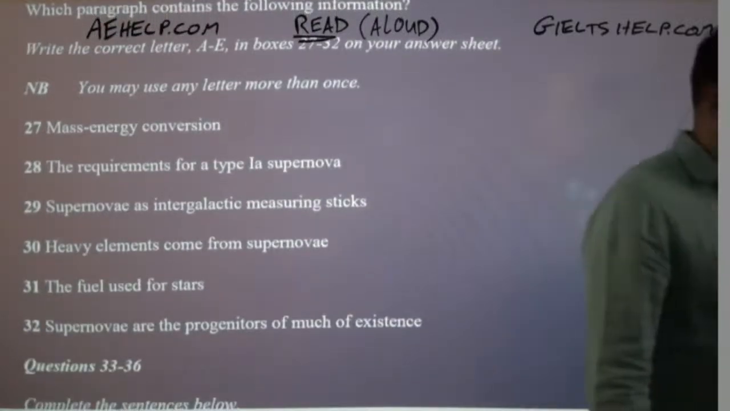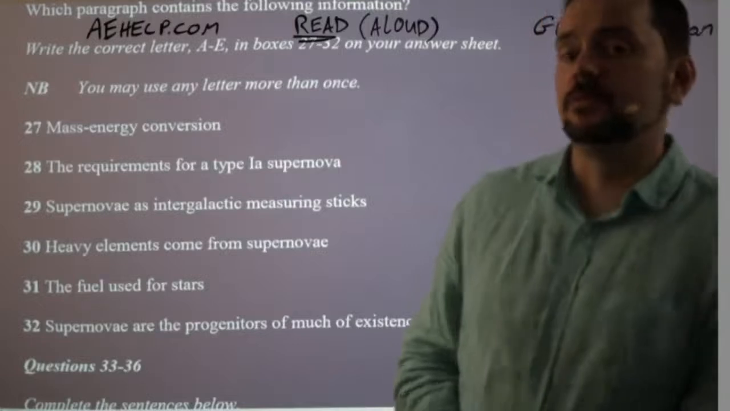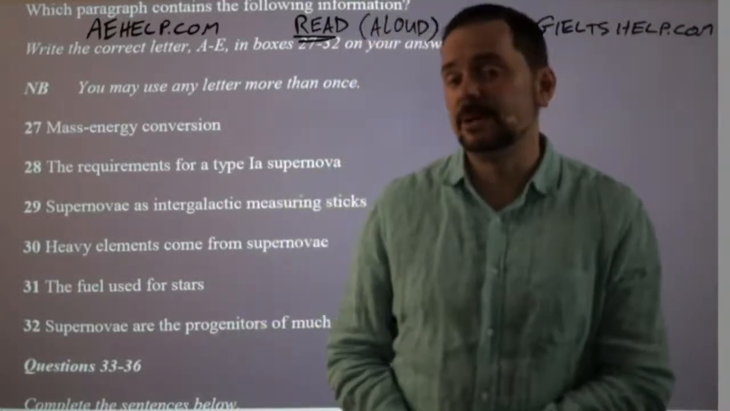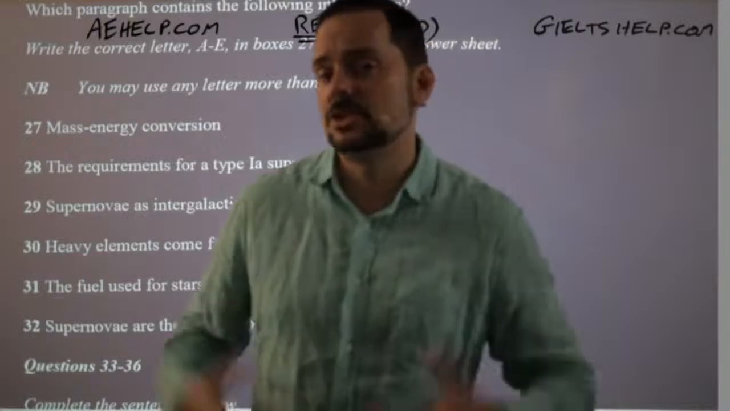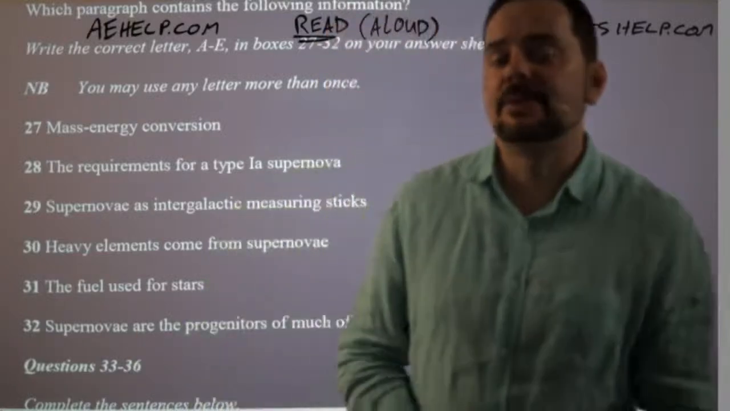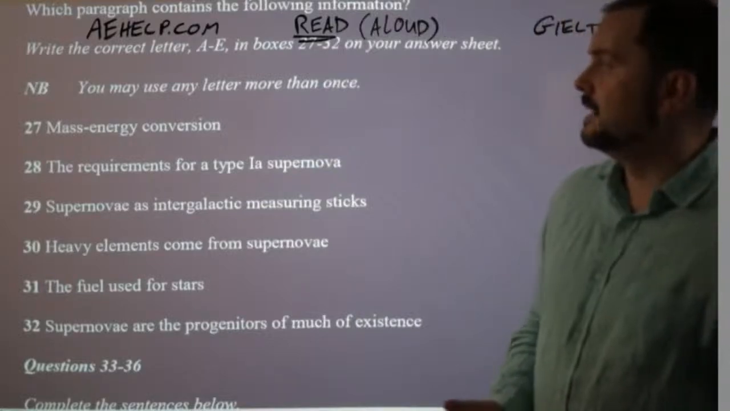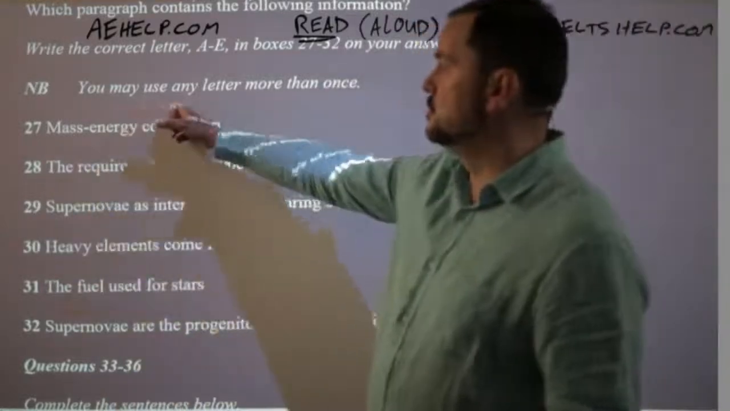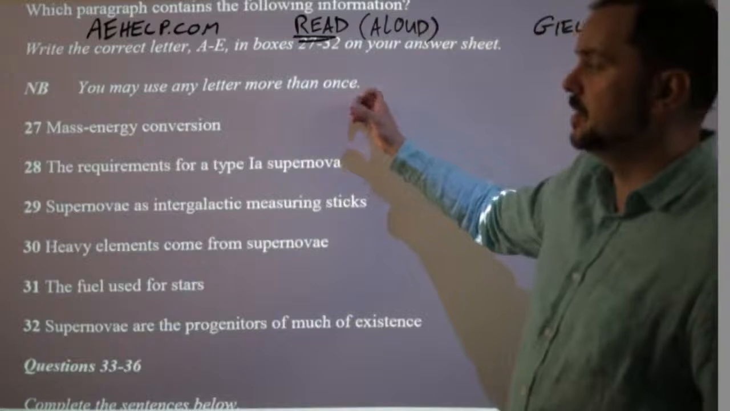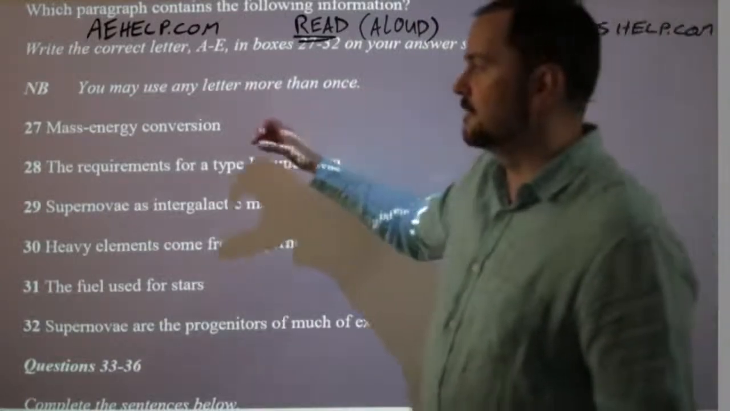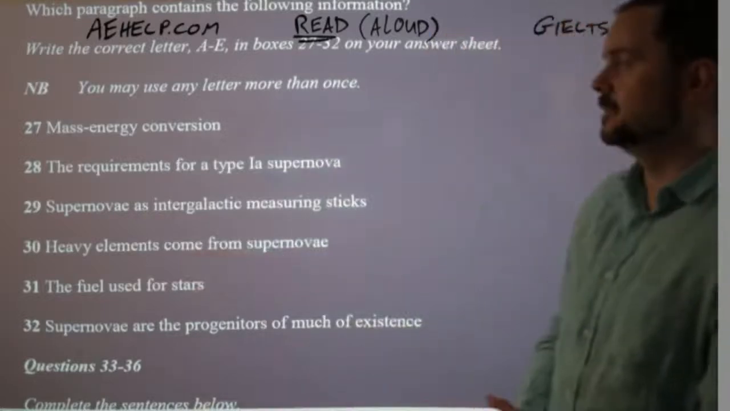Which is not too bad because sometimes you have a few more. So you can often see up to 7 paragraphs in these IELTS passages. So you can have paragraph F and G as well. So here we have 5. This is very important. You may use any letter more than once. So here we have to match the information to the correct paragraph.